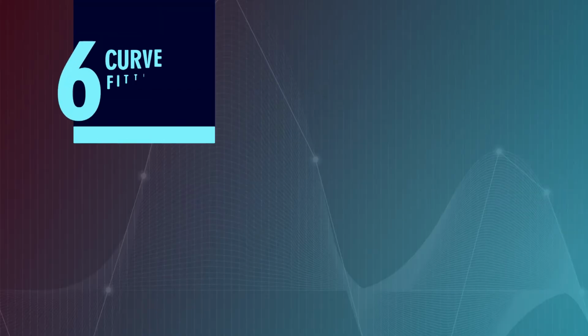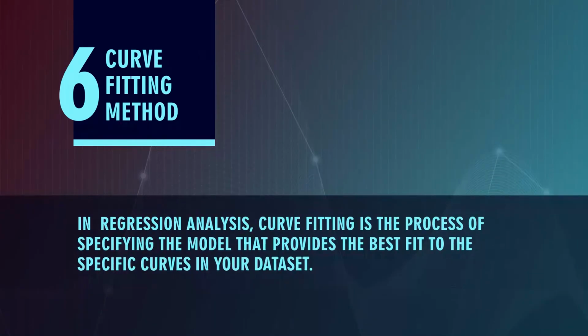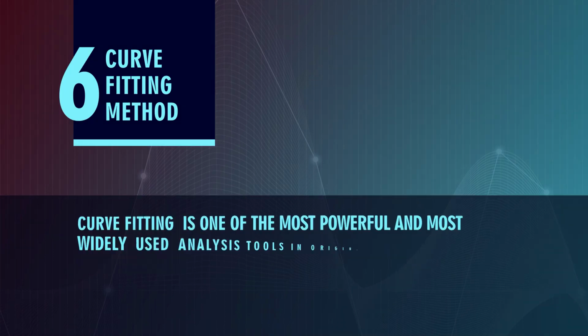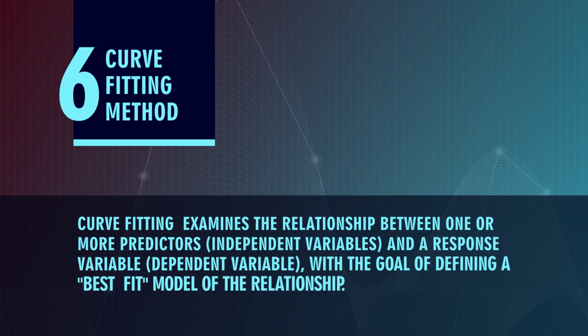And on the other hand, we have another form of measuring trend, which is called the curve fitting method. In regression analysis, curve fitting is the process of specifying the model that provides the best fit to the specific curves in your data set, and curve relationships between variables are not as straightforward to fit and interpret as linear relationships. Now the question is, why is curve fitting used? Because curve fitting is one of the most powerful and most widely used analysis tools in Origin, and curve fitting examines the relationship between one or more predictors, that is independent variables, and a response variable, that is the dependent variable.